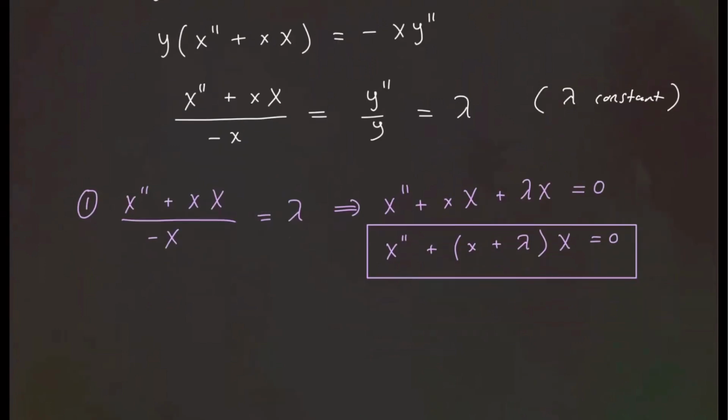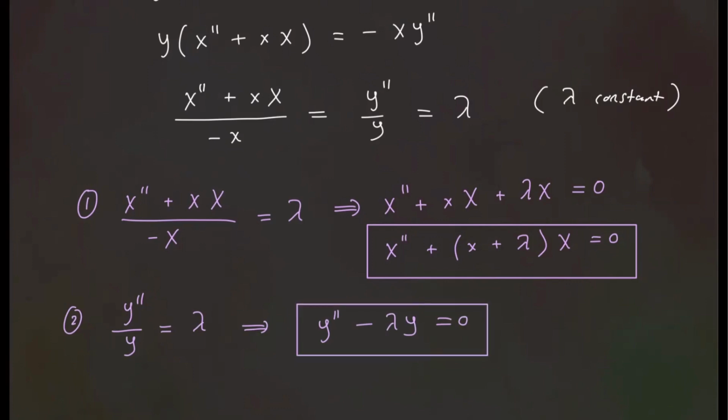And then my next ODE would be taking this one, setting it equal to lambda. So we'll have Y double prime over Y is equal to lambda. And then moving everything to one side and multiplying by Y, you'll derive Y double prime minus lambda times Y equals 0. So there you have your next ordinary differential equation. We're able to use the separation of variables again to convert that PDE into two ordinary differential equations.